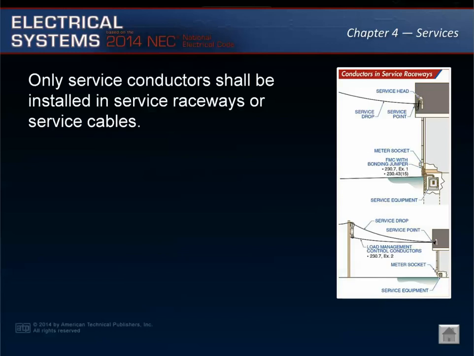Per Article 230.7, Exception 1, this does not apply to the grounding electrode conductors, equipment bonding jumpers, or conductors which are permitted within the service raceway. Per Article 230.7, Exception 2, load management control conductors are also exempt from this general rule. These control conductors are permitted within the service raceway if they are provided with overcurrent protection.